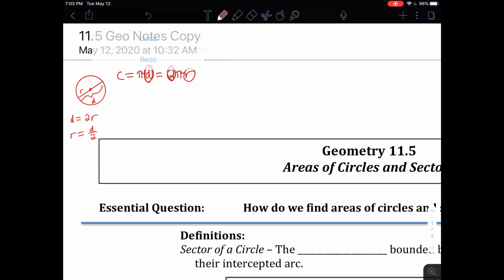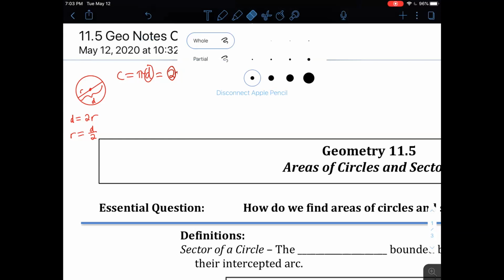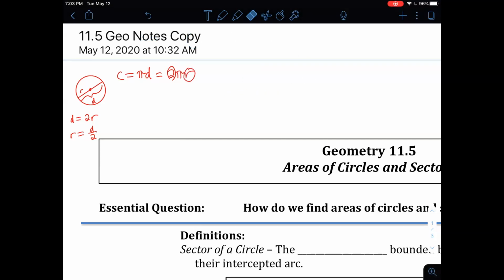Basically it's the same formula. You just want to think about what you have, what you're looking for. If they give you the diameter, you're going to want to use the diameter. If they give you the radius, you're going to want to use the radius. So let's do a couple examples here.